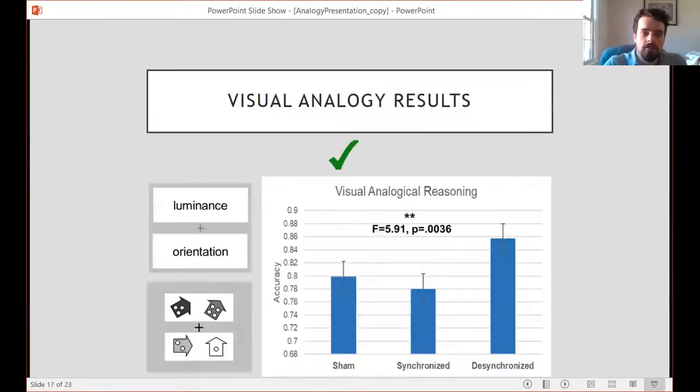We did find effects with this visual analogy task. So we found a significant improvement with the desynchronized condition, again, above and beyond the synchronized and the sham condition. So again, pretty much opposite to what we expected. This is not the condition we thought we'd expect it.